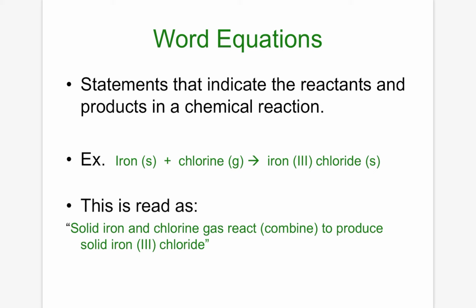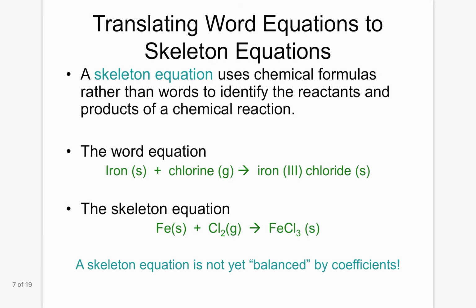Not so much on your test, but on some of the practices, you're going to have word equations where it's basically just writing everything out. So here we have iron, it's a solid, plus chlorine, it's a gas, and it's going to create iron 3 chloride. How you would read this is solid iron and chlorine gas react, combine, you can say precipitate, produce a solid iron 3 chloride. It's just like a word problem. You would just read it out entirely.